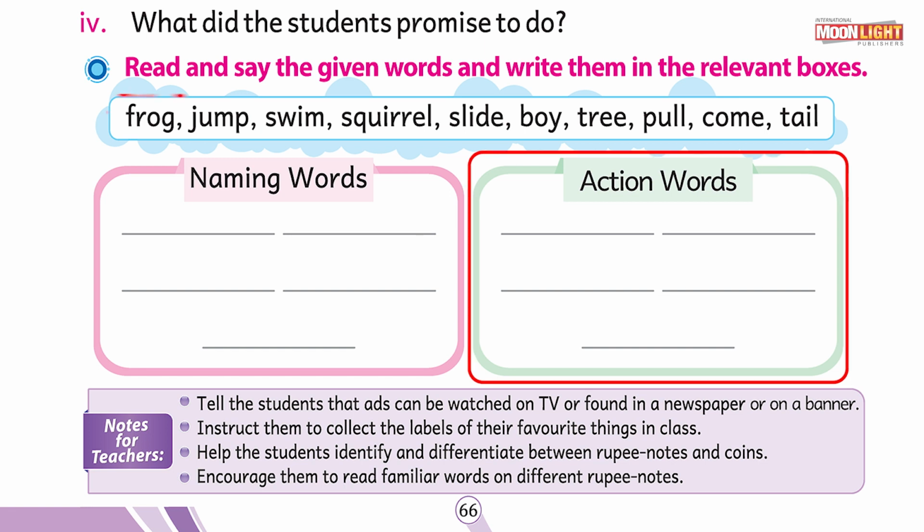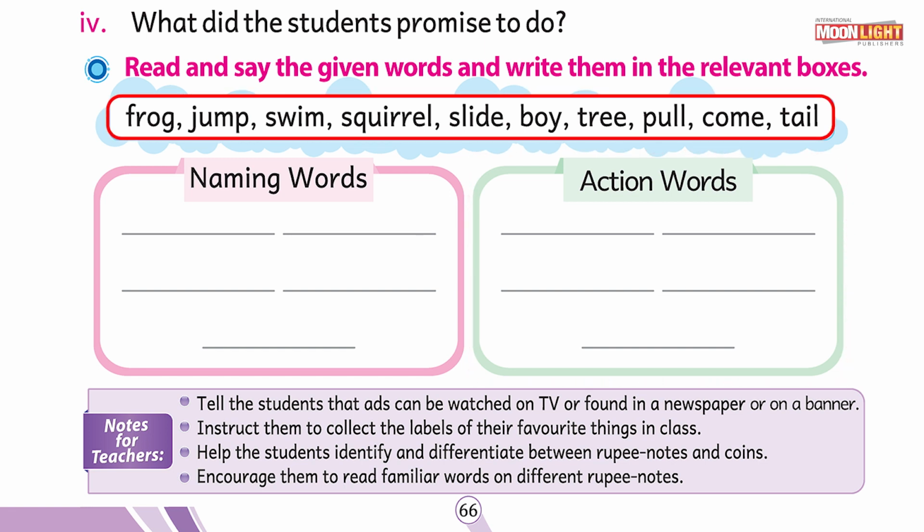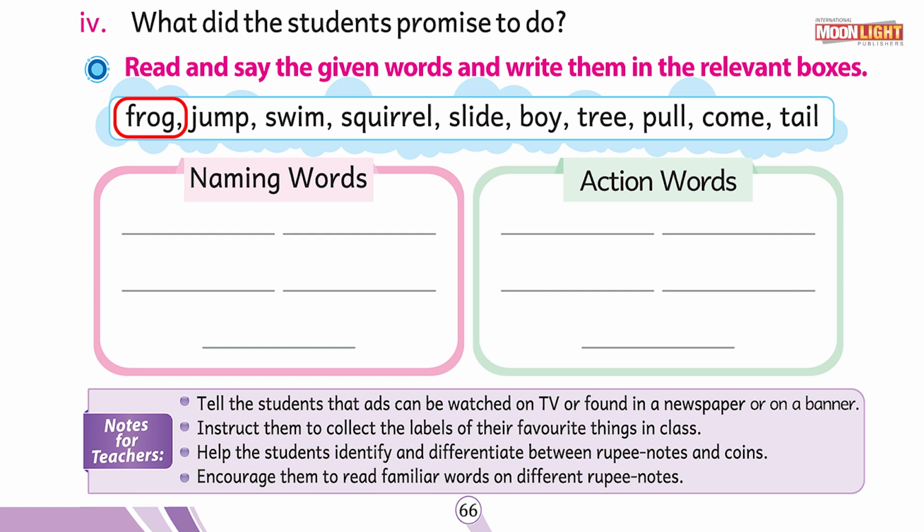Now it is our task to scan all the words and write the words in the relevant box. Let's start. The first word is frog. Think carefully and tell what is this word. Is it a naming word or an action word? Frog is a naming word.